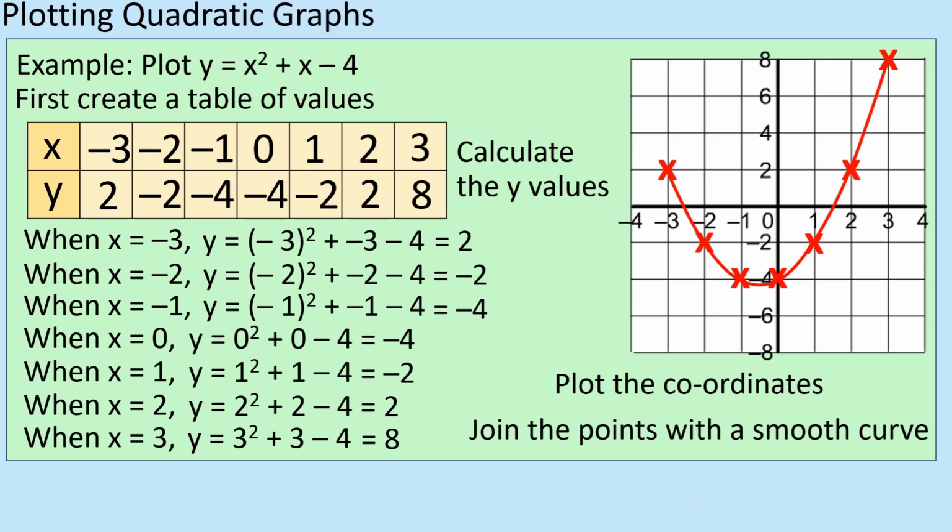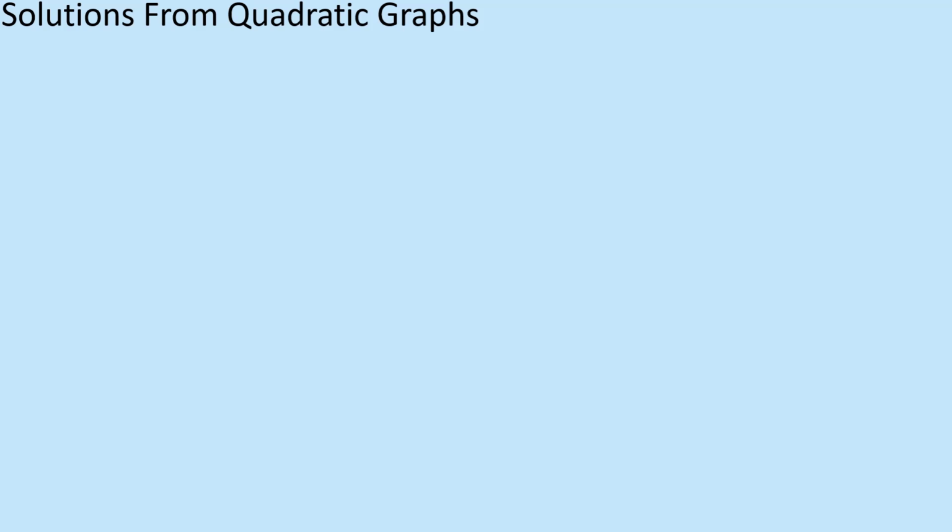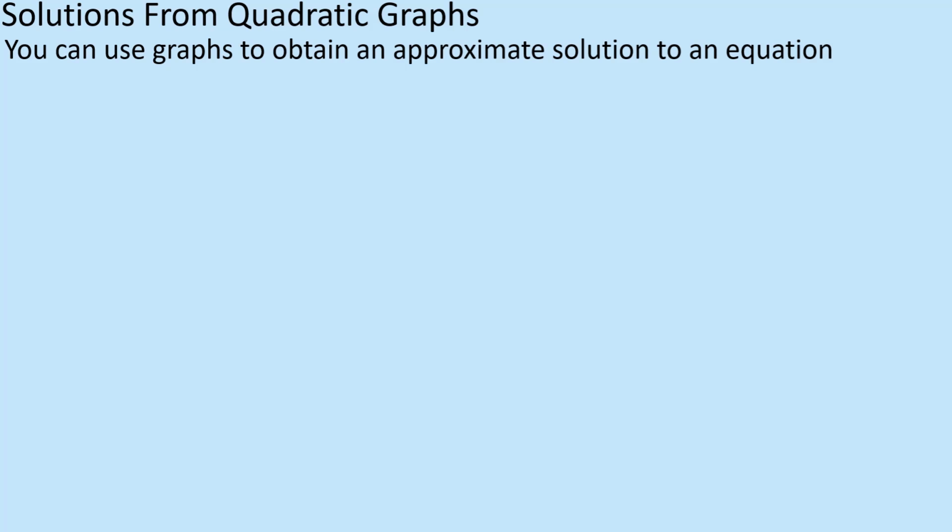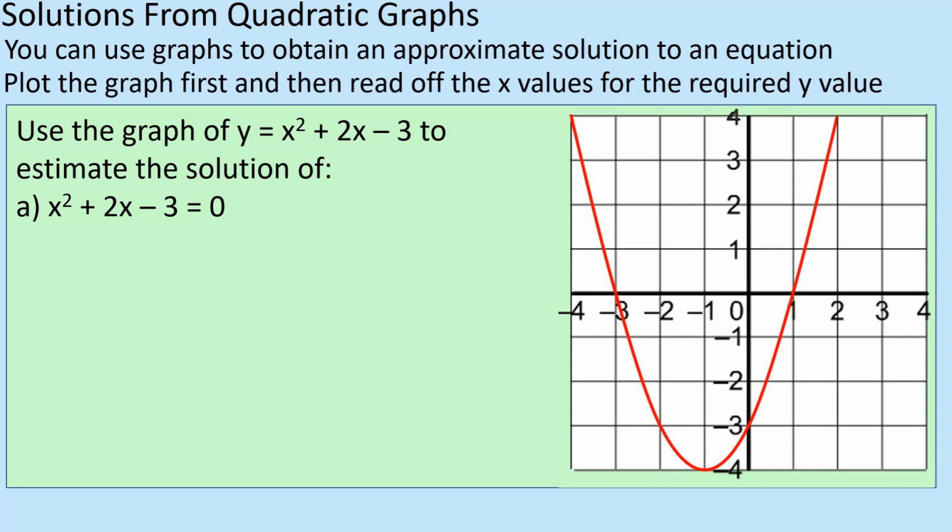All right, so that's essentially how to plot a quadratic graph, but you may be asked to find a solution from a quadratic graph. So I'm going to talk to you about those. Once you've plotted a graph, here you see a graph of y equals x squared plus 2x minus 3, and it might ask you to estimate the solution of x squared plus 2x minus 3 equals 0. What has changed is that y has become 0. That means your height is 0.